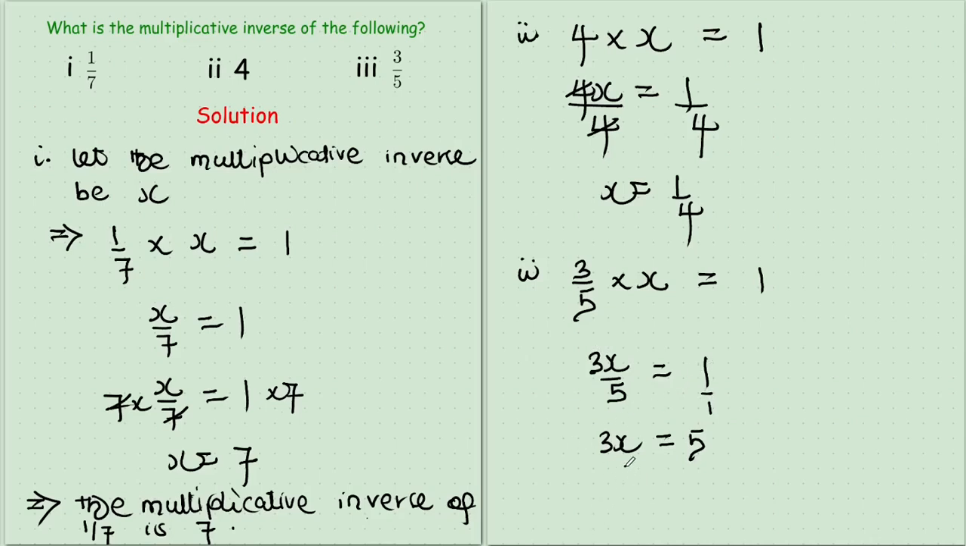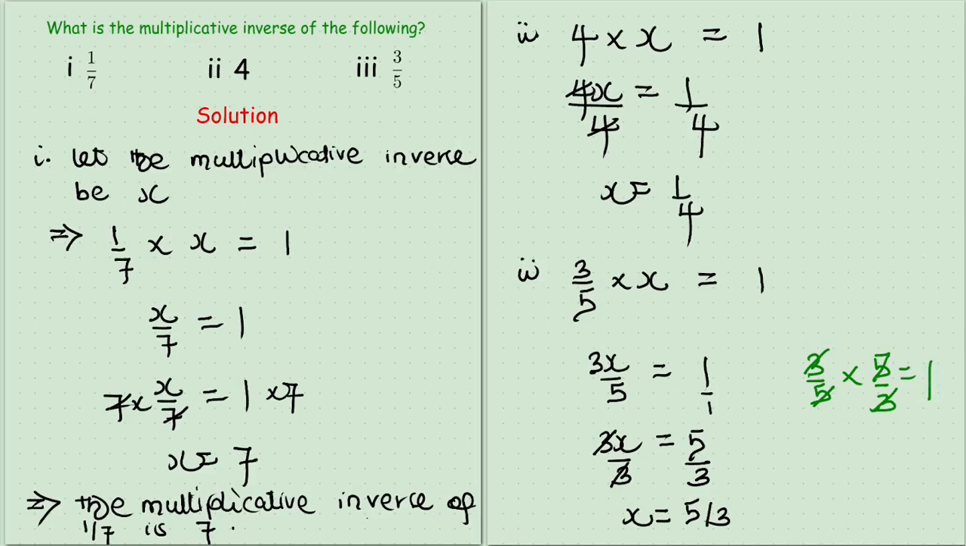Making x the subject now, we need to divide both sides by 3. Hence, if this 3 cancels out this 3, our x is equal to 5 over 3. And you would clearly see that if you multiply 3 over 5 by 5 over 3, you are going to get 1.